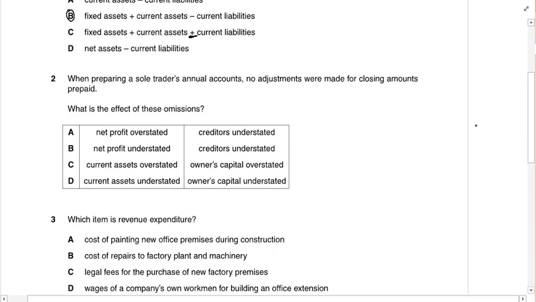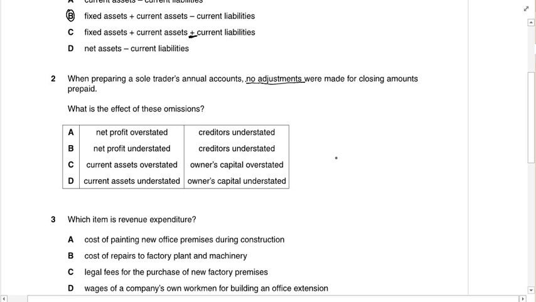All right, question number 2. When preparing a sole trader's annual accounts, no adjustments were made for closing amounts prepaid. What is the effect of these omissions? No adjustment was made, meaning the figure transferred to the income statement did not deduct the prepayment. Remember, the prepayment would relate to a future accounting period. So if no adjustment is made, expenses would be overstated, and an overstatement of expenses would eventually result in understatement of profit.